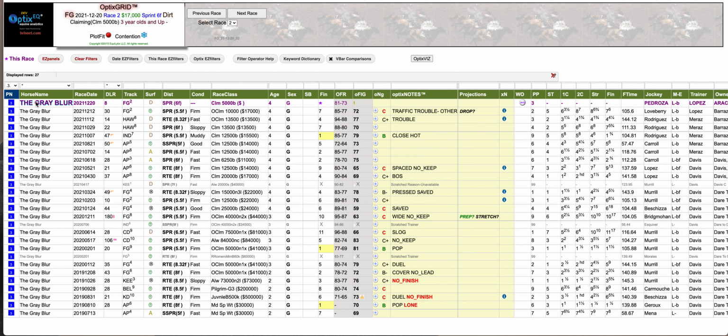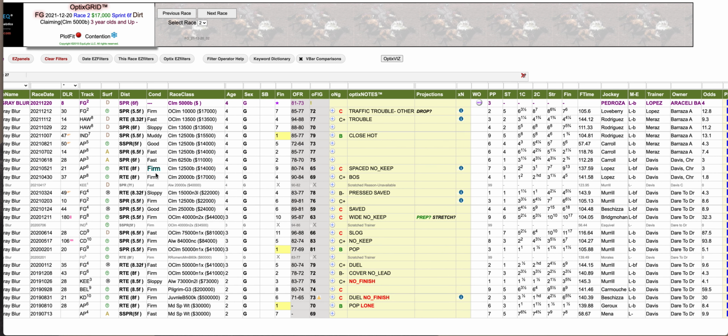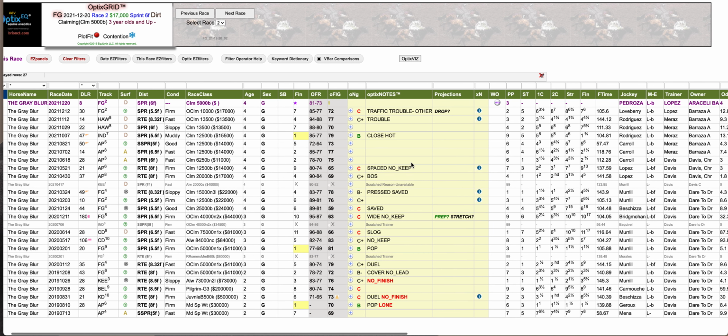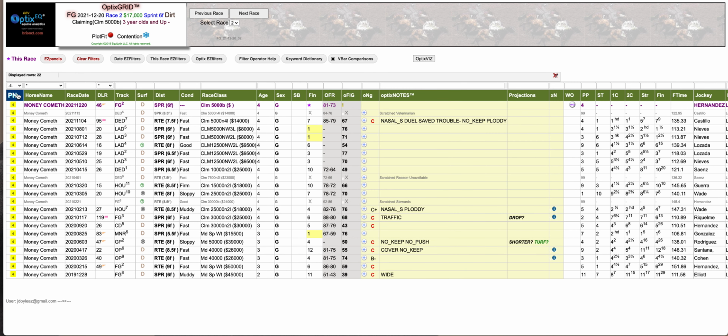This is a horse that's dropping. It looks like he can do some, but the only thing I don't like about him is his odds. But look, if you're trying to beat the favorite, he's kind of viable. The four, same thing. I think there's another horse.